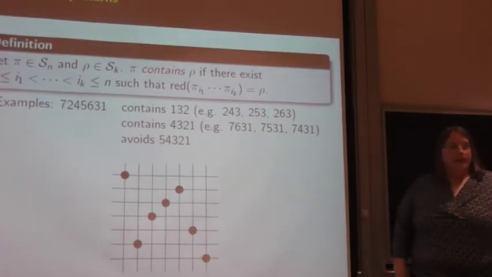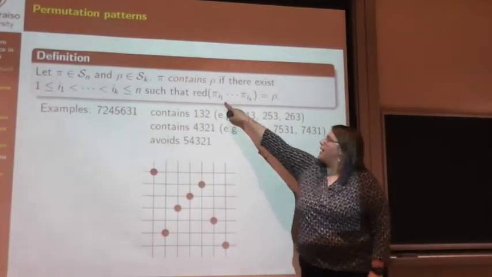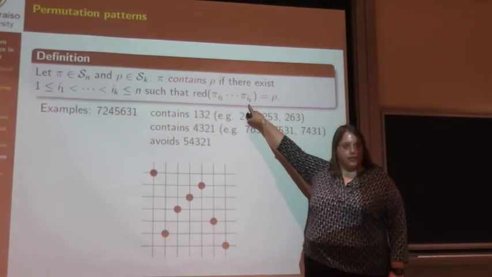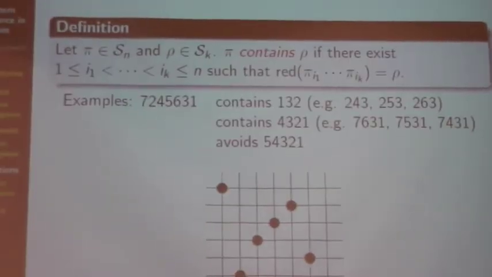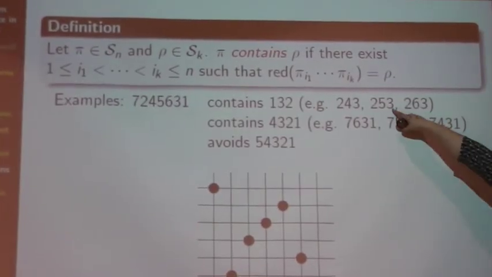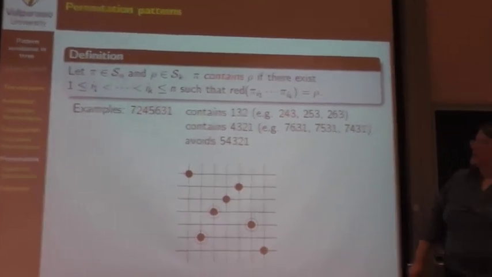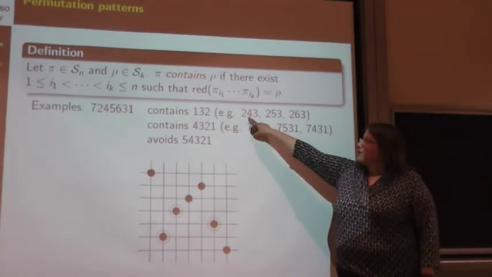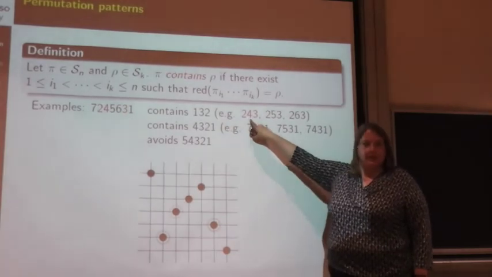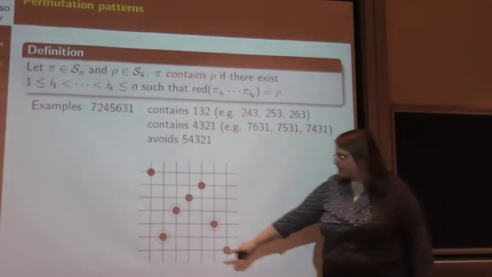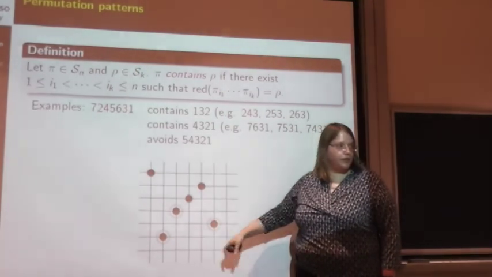So pi contains rho if I can find k indices so that when I look at the digits of pi in those positions, and I take the reduction from 2 slides ago, I get rho. So lots of examples here with the permutation from the previous slide. You can watch the digits up here to see them change color, or you can watch down here. This permutation of length 7, for example, contains 1, 3, 2, because if I look at the digits 2, 4, 3, they're in the same relative order as 1, 3, 2. The reduction of this is 1, 3, 2. Or equivalently, I can look at the 2, 4, and 3 plotted here, and I see that that graph looks just like 1, 3, 2.